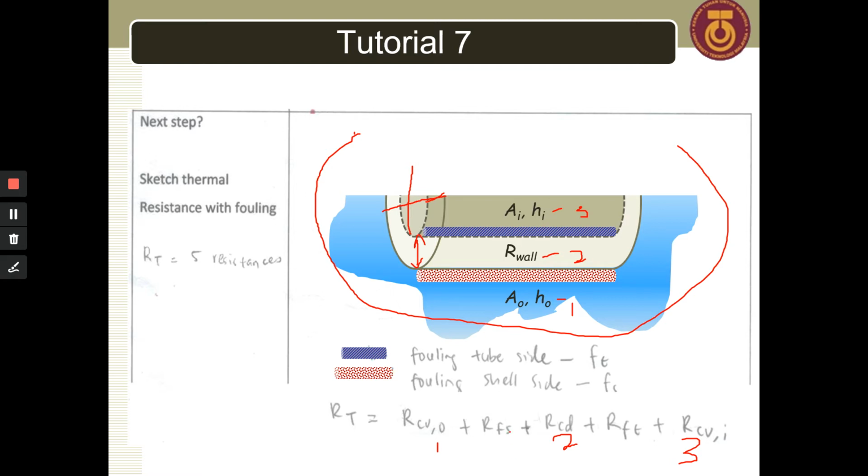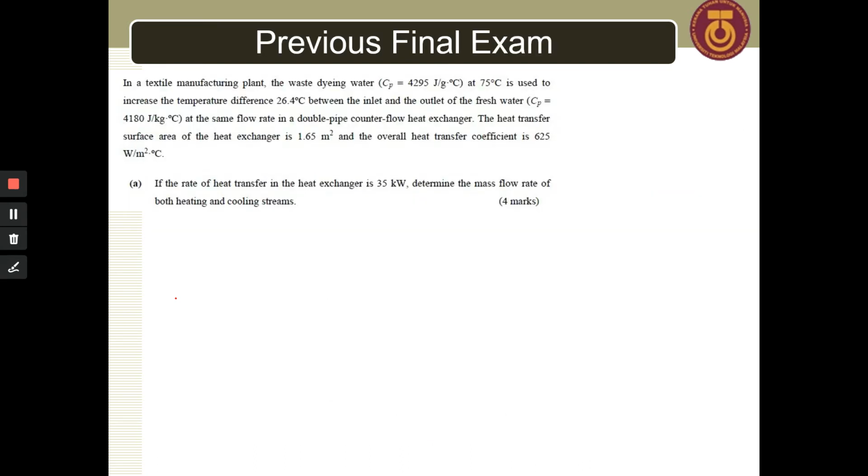But when you have fouling at the shell side, because this fouling is facing the shell side, then you have another 2, which is A here, and fouling here, so this is B. So this is A and this is B. That means altogether you have 5 resistances if you have fouling. I think that should be it for tutorial 7. If you want a break, just press pause.